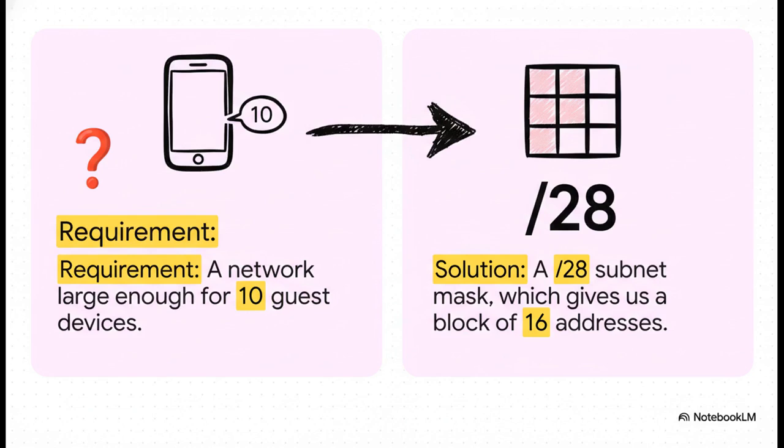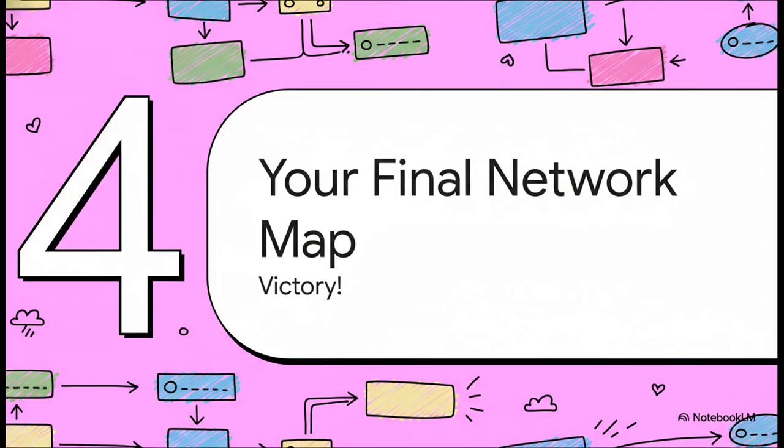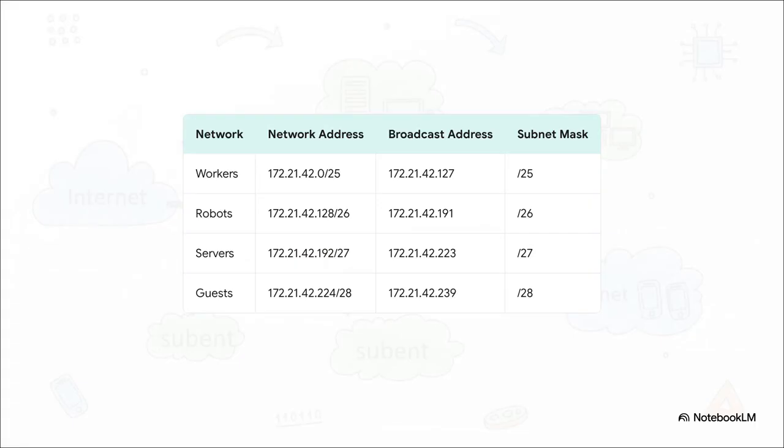All our calculations are done. And just by sticking to that one simple big to small rule, we did it. We've met every single one of the CEO's requirements. So now let's stand back and admire our handiwork. Let's take a look at the final network map you've created for Hackwell Industries. And check this out. It's beautiful, isn't it? Look how cleanly it all fits together like a puzzle.